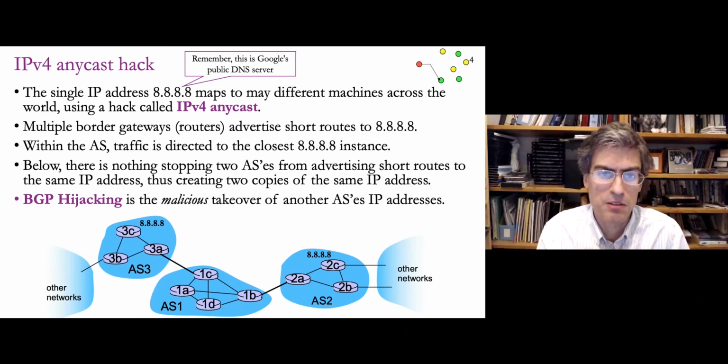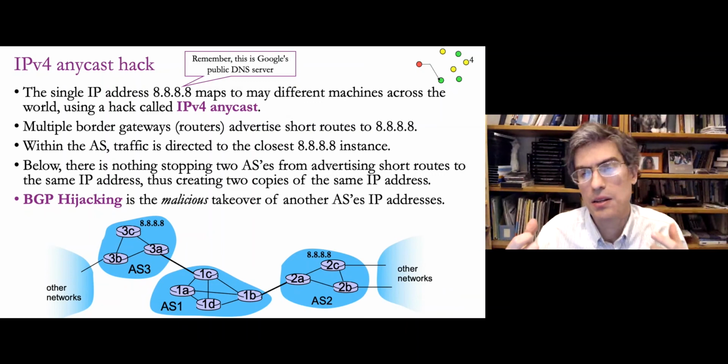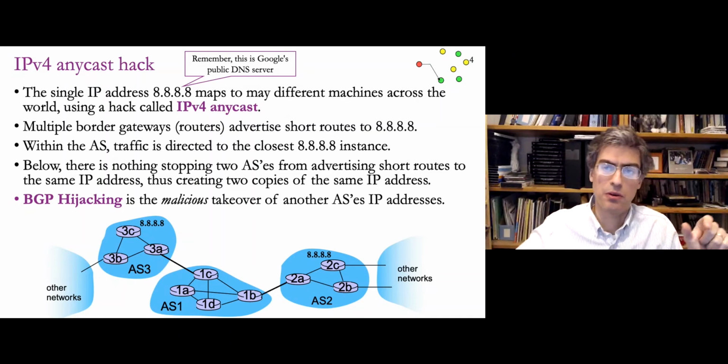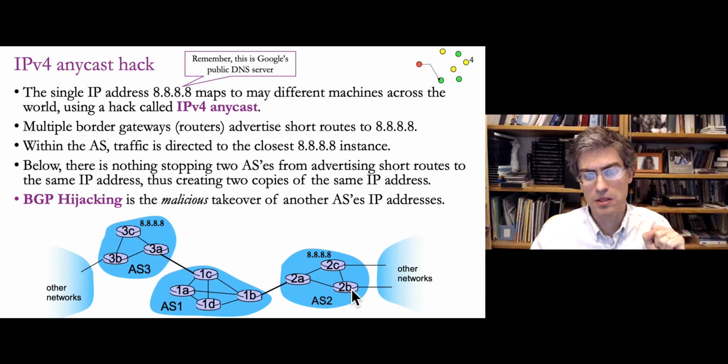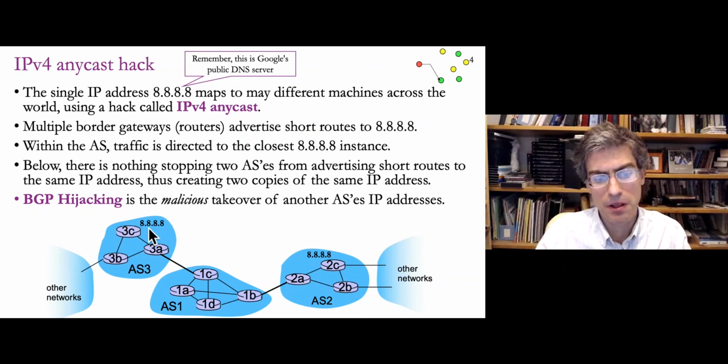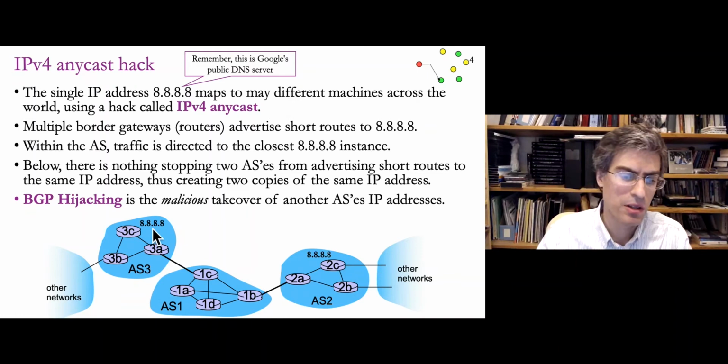But you can twist that procedure. If you have presence around the world, you can have multiple locations around the world telling their neighbors that the same IP address is located within those different locations. Okay, so this picture shows AS3 and AS2 both claiming IP address 8.8.8.8 and both advertising to their neighbors that they have a zero hop route to get there.